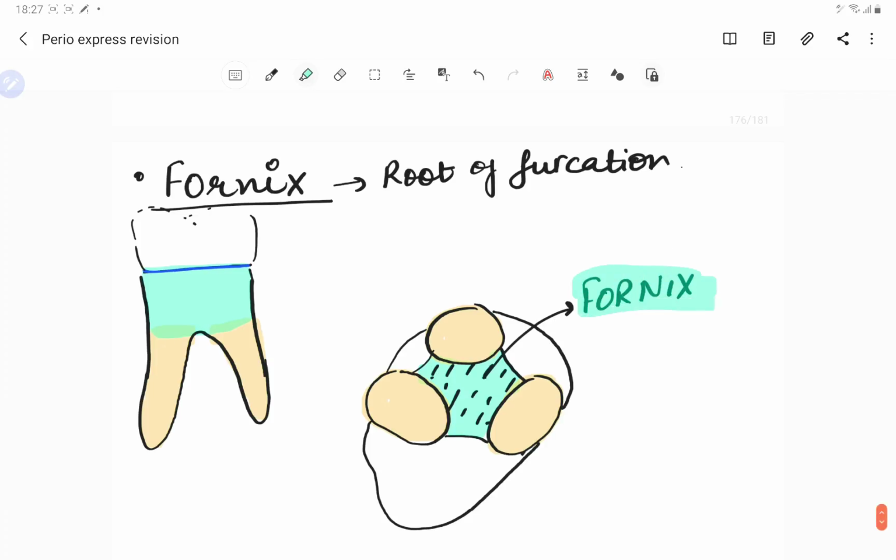So entrances are the transit between the divided and the undivided. So the fornix is basically this area. The entrance of the furcation is the fornix area.